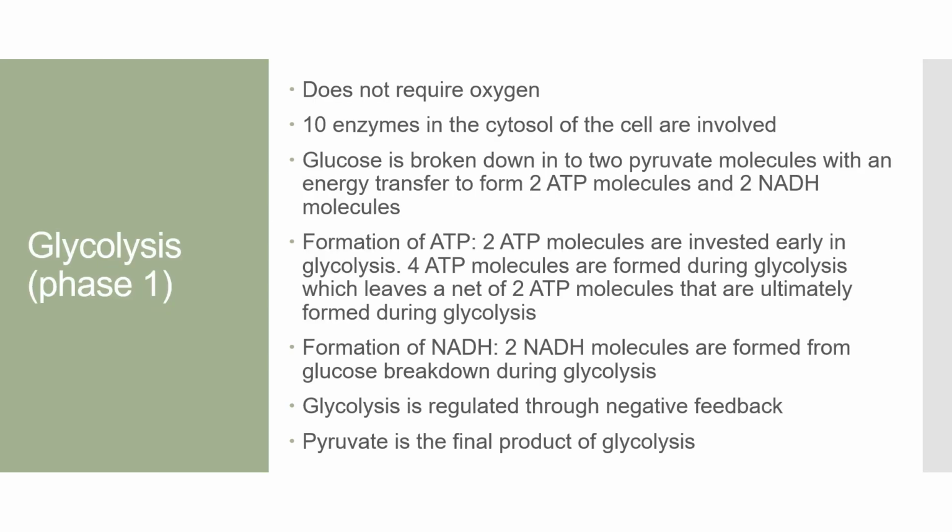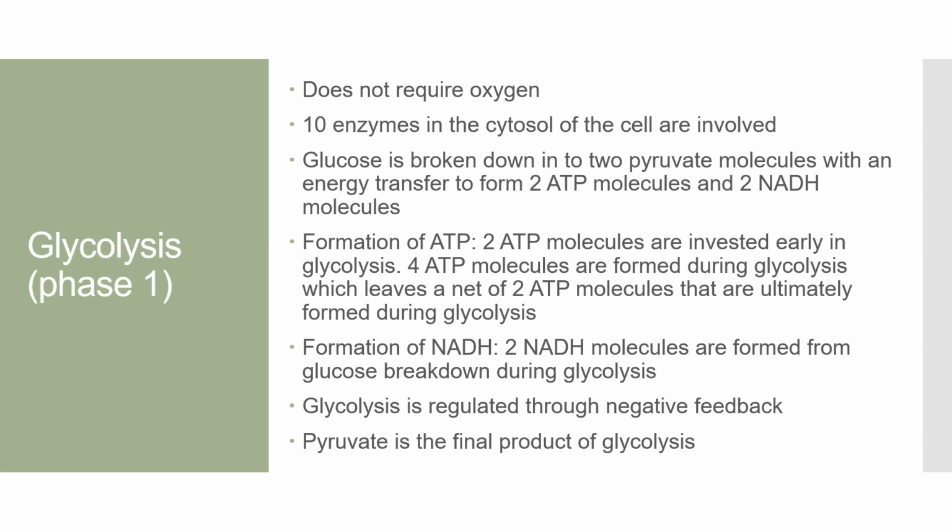Phase 1, imagine glucose, a type of sugar, entering a cell. To start, the cell invests a bit of energy by using 2 ATP molecules. This helps to break down glucose into smaller molecules. As a result, glucose is split into 2 smaller molecules called pyruvate. During this process, some energy is transferred to form 2 ATP molecules and 2 NADH molecules.